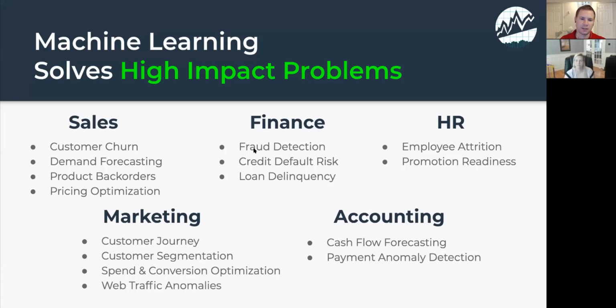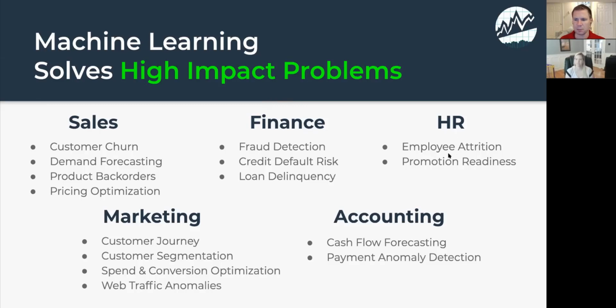For finance, you've got fraud detection, you've got credit default risk and risk of loan delinquency. So these are common areas where you can use machine learning to determine whether or not somebody is going to leave or is going to default on a loan, or if there's anomalies in there, that could be an indication of fraud. So that's something that you can use machine learning for.